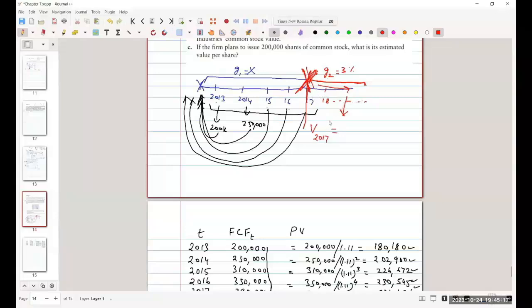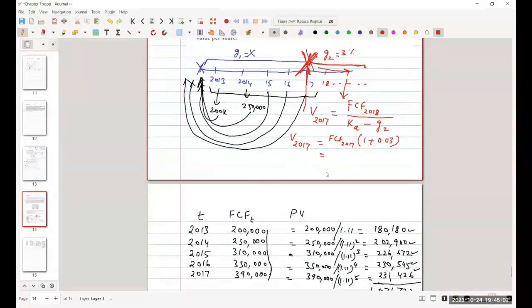After 2017, what's going to happen? We will need to write the free cash flow for 2018, because that will be the first period in the future after 2017, and then we will need to divide that by the required return minus the growth rate during the second half of the timeline. So we can figure that out. So value 2017 will be, how much will be FCF 2018? It will be whatever the FCF was in 2017 multiplied by 1 plus the growth rate of 3%. So FCF in 2017 was what, 390,000?